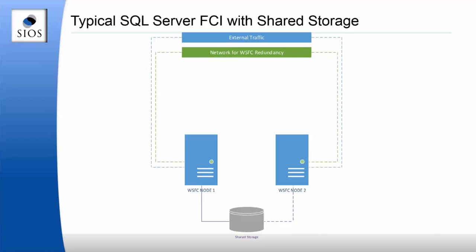You'll notice there that I've got my shared storage with a solid line coming from node 1 and a dotted line coming from node 2. That indicates the shared nothing concept that I talked about, because only one node can own a particular LUN that's presented to the cluster.